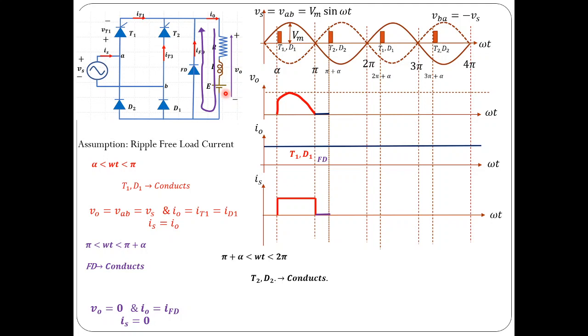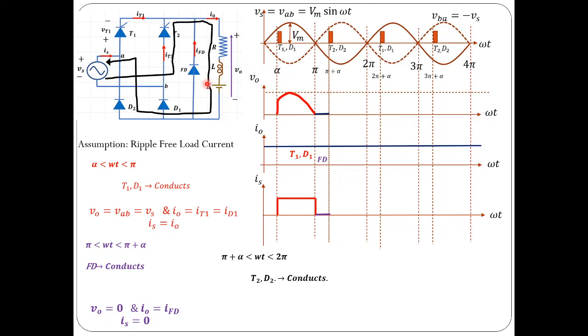Now what would happen from pi plus alpha to 2 pi? You can see at pi plus alpha, T2 was already forward biased, but it was not fired, so it is not conducting. But at pi plus alpha, I am applying a gate pulse to thyristor 2, so that would come into conduction. A positive voltage would appear across the load. So now you can see the current would be shifted from the freewheeling diode to this path.